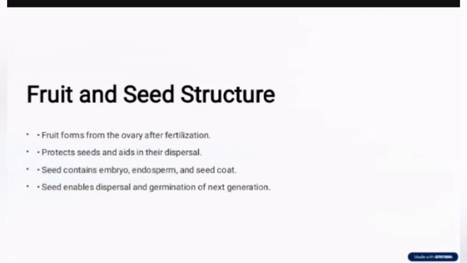Fruits are mature and ripened ovary of a flower. When you talk about fruit, you are talking about what? A mature ovary. After fertilization, the ovary, that component of the female reproductive system, eventually matures and forms the fruit. So the fruit is not the seed. These are two different things, okay?